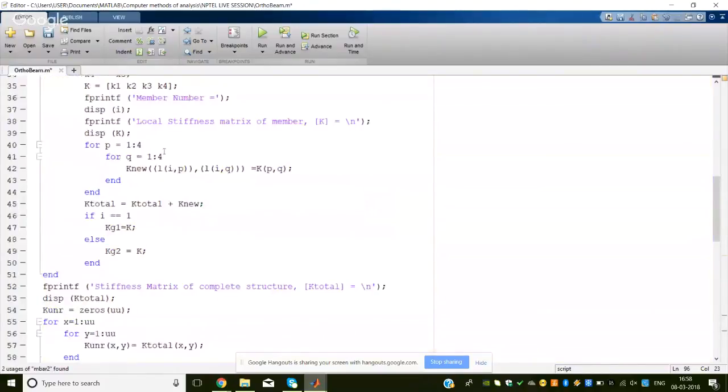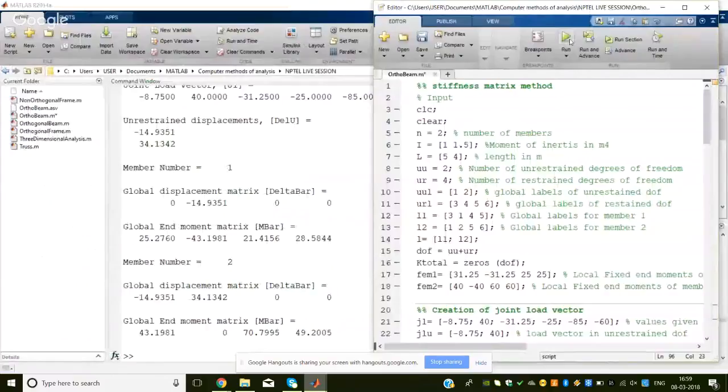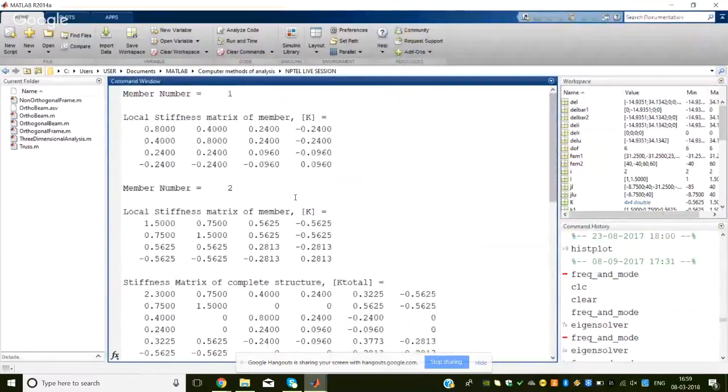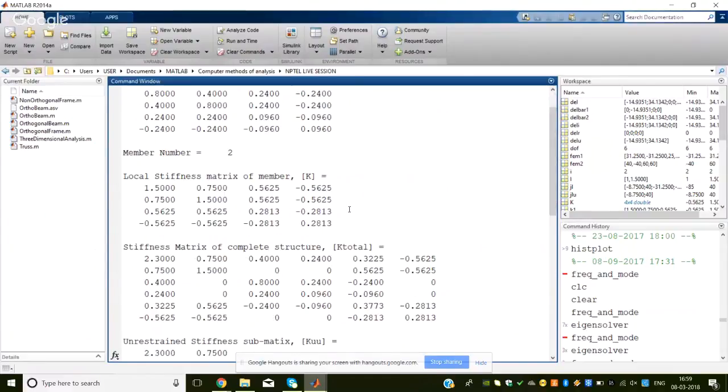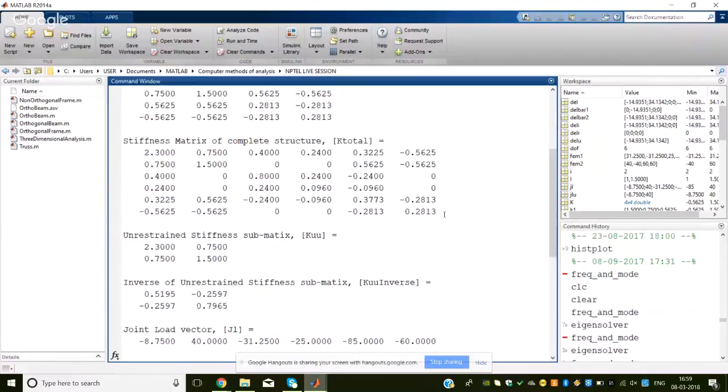So this is the editor window of MATLAB, and now I'm going to run the program so that we can see the output. So the program is executed now. Here we have the outputs. The local stiffness matrix of member 1 is given here, and for member 2, this is the local stiffness matrix of size 4 by 4, since axial deformation is neglected. And the total stiffness matrix is here for the whole structure, and it is of size 6 by 6.